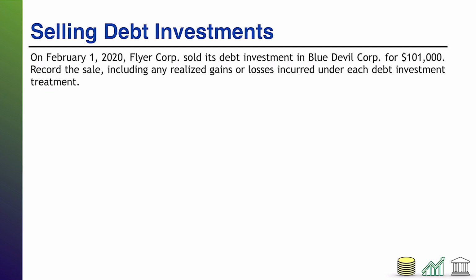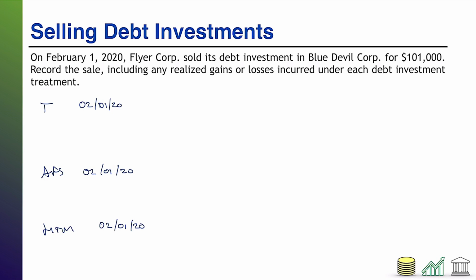On February 1st, 2020, Flyer Core sold its debt investment in Blue Devil Core for $101,000. Record the sale, including any realized gains or losses under each treatment. So we have trading, we have available for sale, we have held to maturity. It's going to be February 1, 2020. Okay, good. All right, now trading.